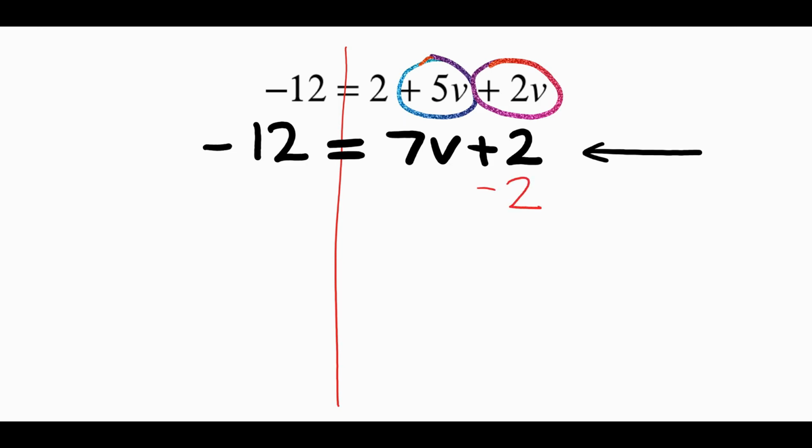I'm going to move it to the other side by subtracting 2. And I have negative 12 and a negative 2. Same signs. I'm going to add and keep the sign the same. So I get negative 14.